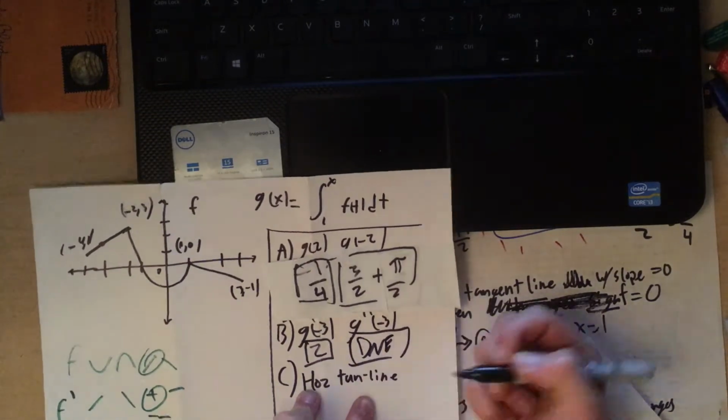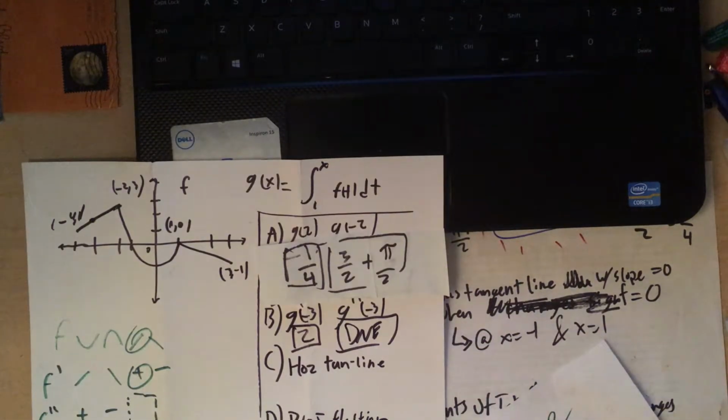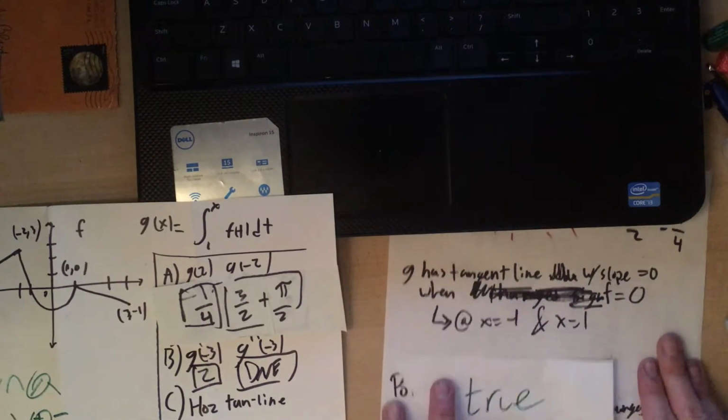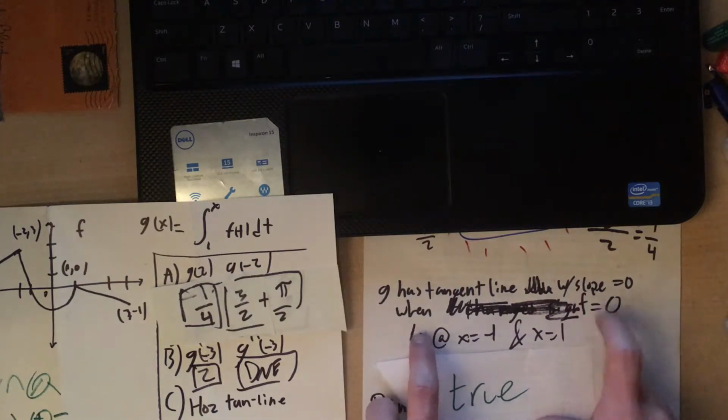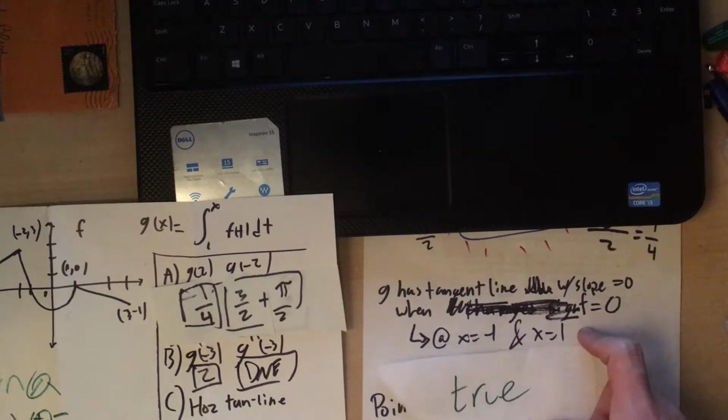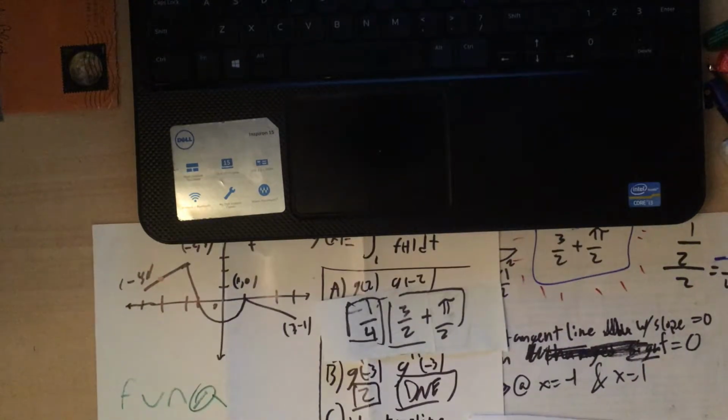And we'll move on. The next part of the question asks for the points on the graph of g where g has a horizontal tangent line. And we're supposed to also tell if that's a relative minimum, relative maximum, or neither. So g will have a tangent line with a slope of 0 when f of x equals 0. And we know that f of x equals 0 at the points -1 and 1 just by looking at the function.